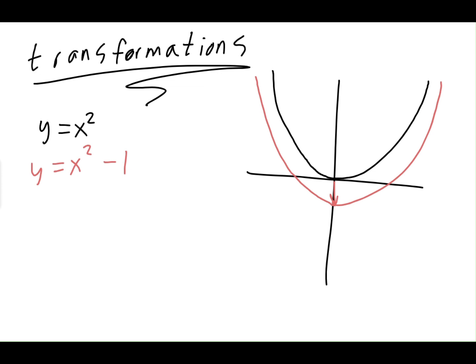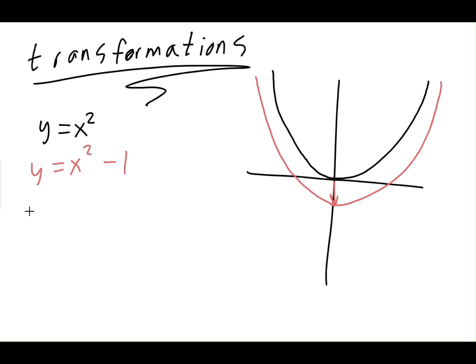Another thing we could do is shift left and right. Oh, before I go into that, I should point out this minus 1 moves it down, but a plus 1 would move it up. So if I did a plus 1, it'd look like this. You just move up and down however that ending thing is.